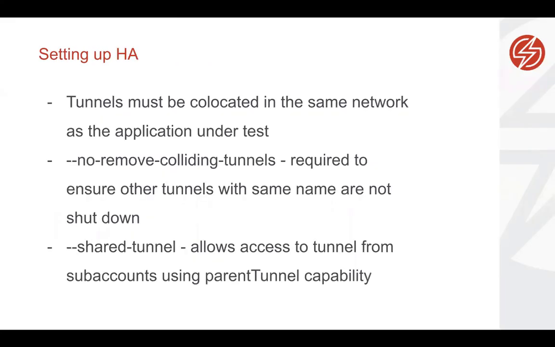So how do we set up high availability? The tunnels must be co-located in the same network as the application under test. You pass in the flag no remove colliding tunnels. So what that will do is allow you to set up multiple tunnels using the same name. So in my case, I set up US West earlier. If I was setting up multiple US West tunnels in high availability, I would name them all US West and include this flag. Also, the shared tunnel flag allows you to start a tunnel with one user, and then other users can use that same tunnel.